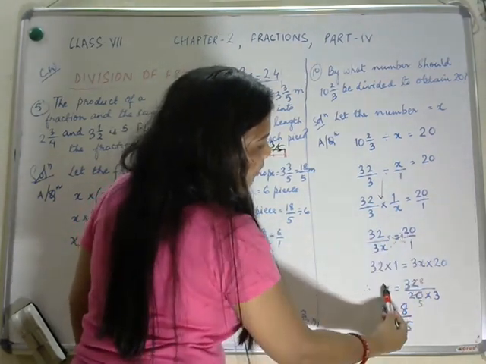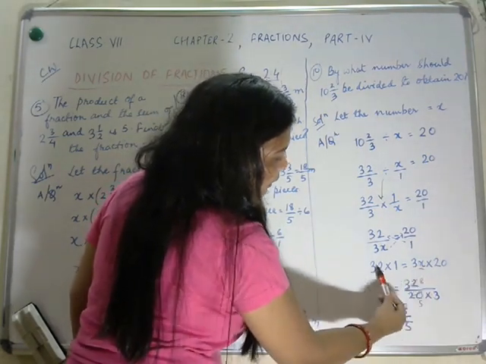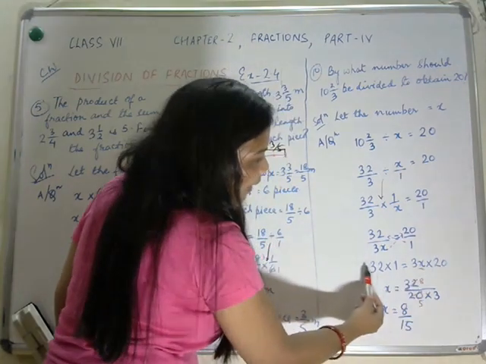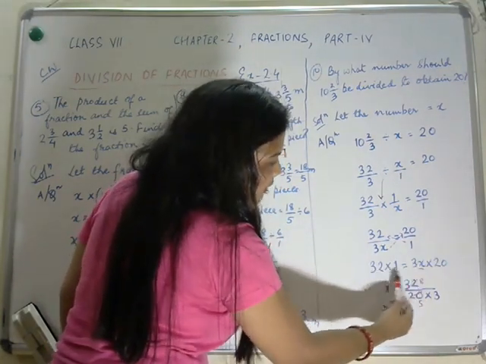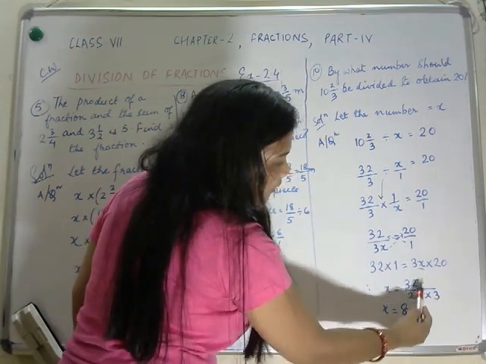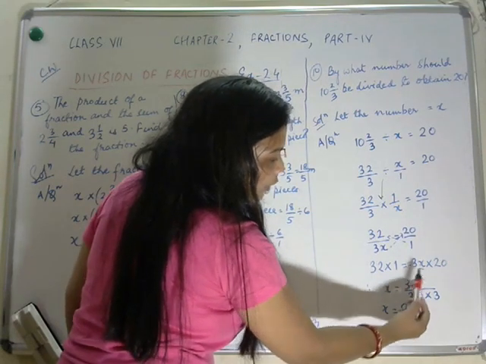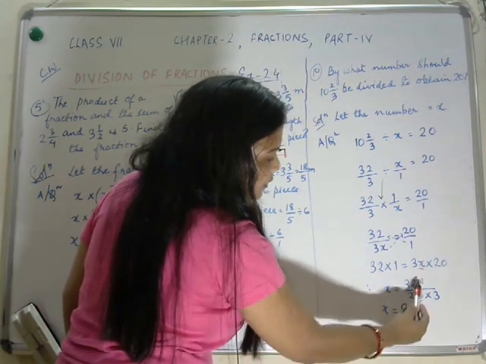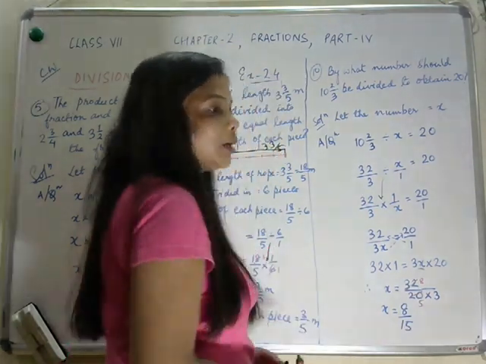So x will be 32 divided by 20 into 3, because here they are getting multiplied. So on the opposite side they will be divided. 32 by 20 into 3, cancelling with the table of 4, 4 5s are 20, 4 8s are 32. So the answer is 8 by 5 into 3 is 15. So the answer is 8 by 15.